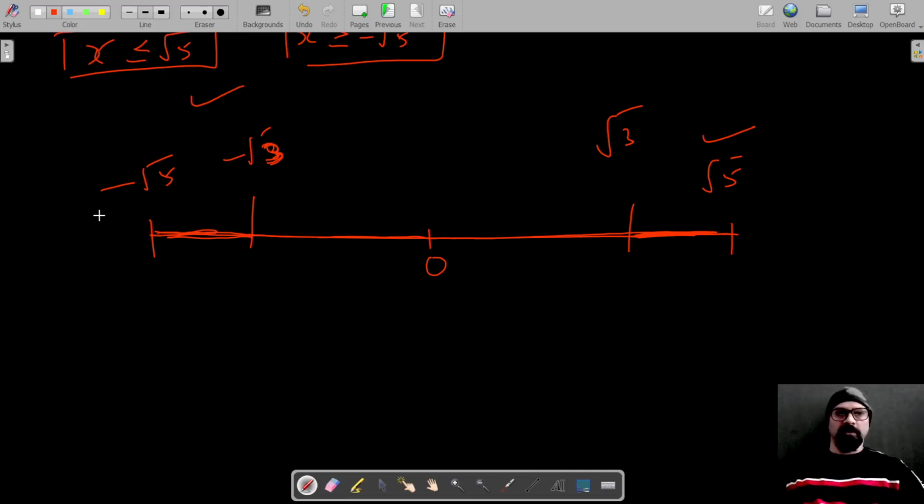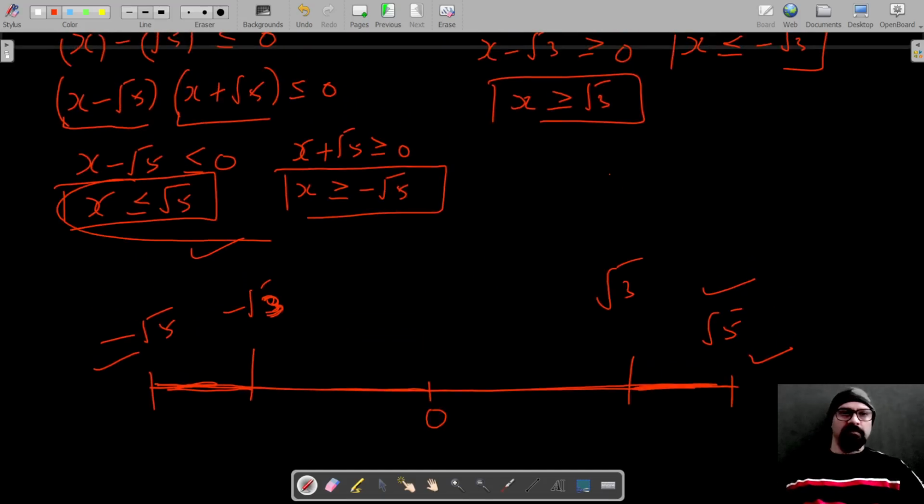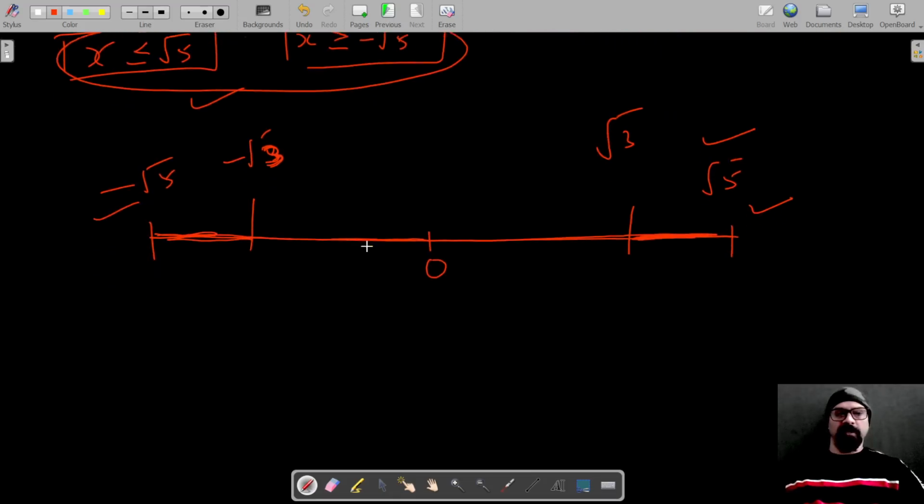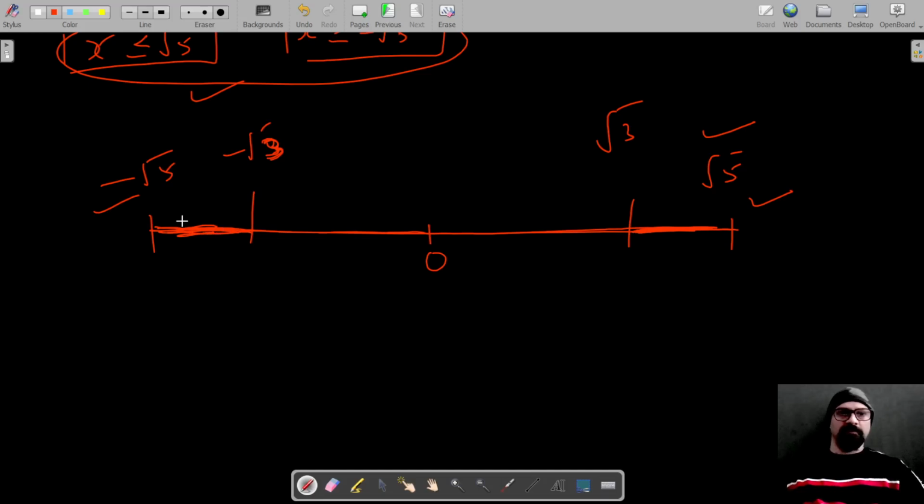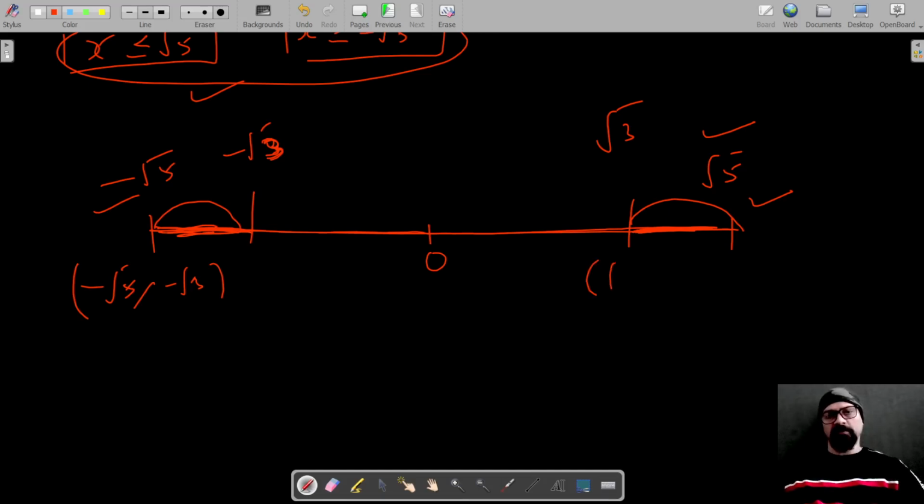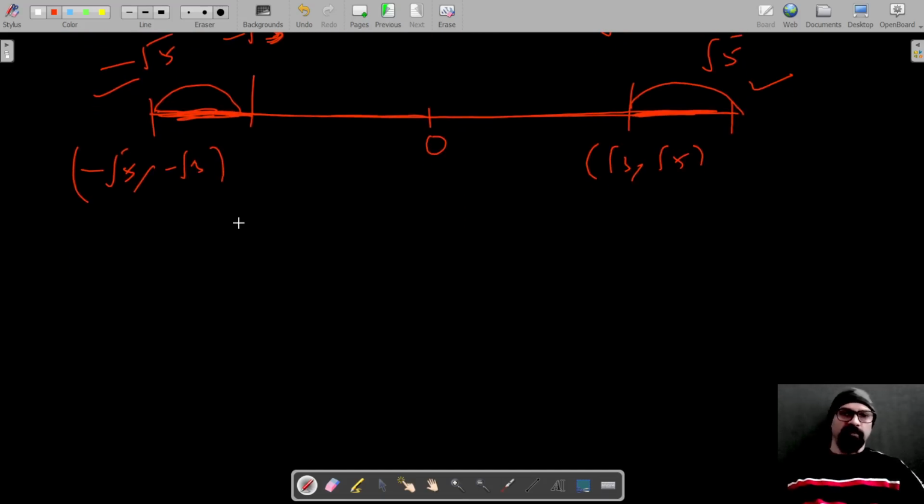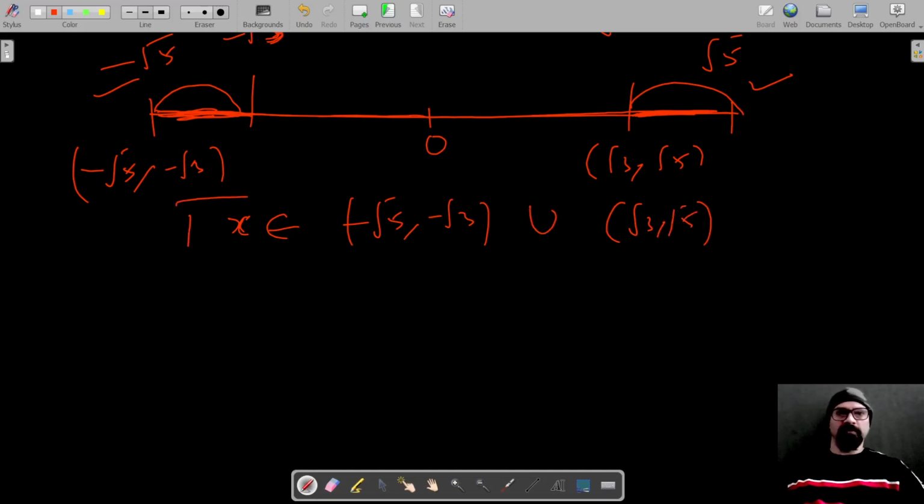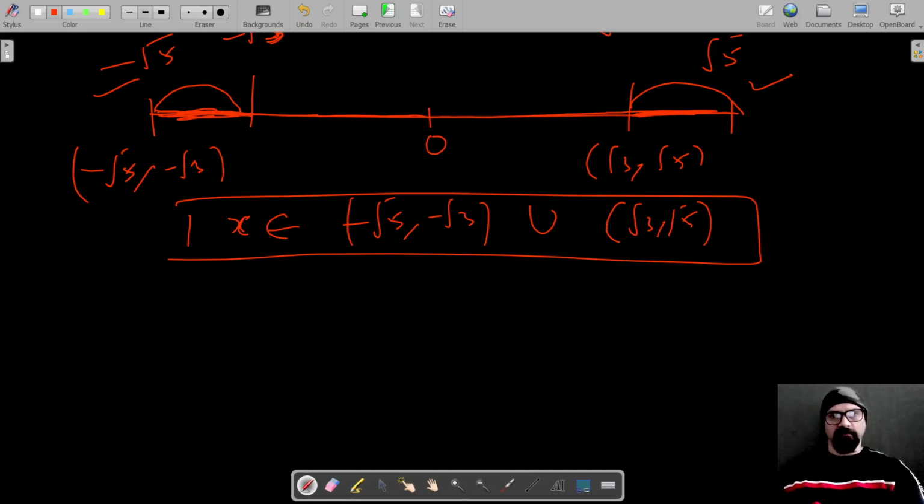And the common region for negative root 5 to root 5 and these values of x is this region and this region. This region is negative root 5 to negative root 3, and this is root 3 to root 5. So the value of x, that is the domain, belongs to negative root 5 to negative root 3 and root 3 to root 5, and let's take the union of these.